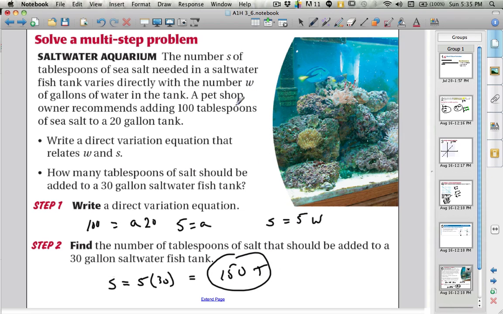Okay, so if you're confused about which variable is which, as we were going, instead of using X and Y here, we were using S and W. Remember, the way the problem is written, what is the thing you're going to change? The thing you're going to change is going to take the place of X. In this case, we were changing the number of gallons. So the number of gallons of water went in place of X.